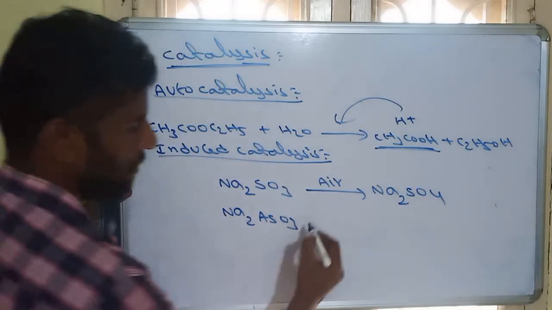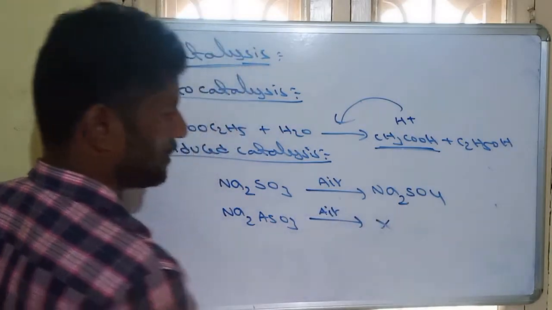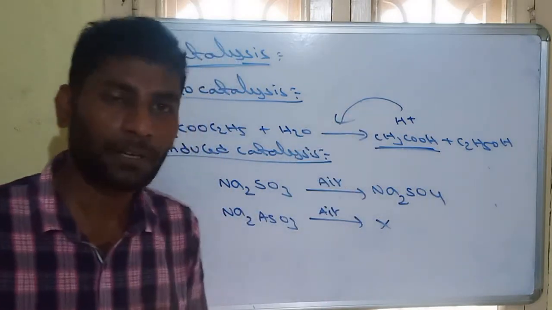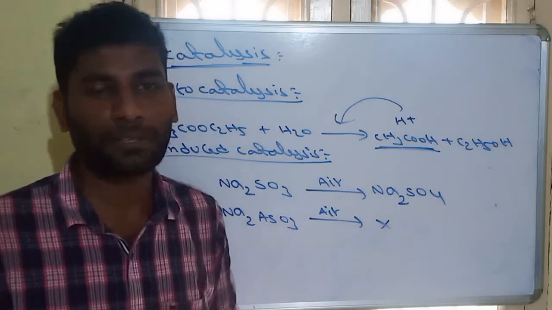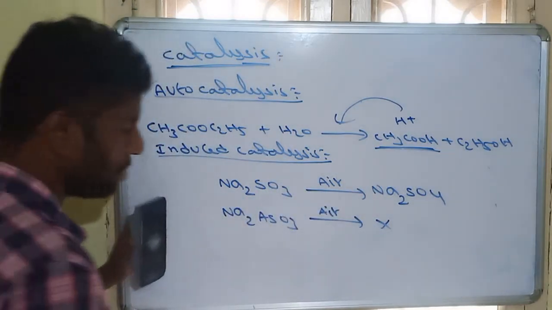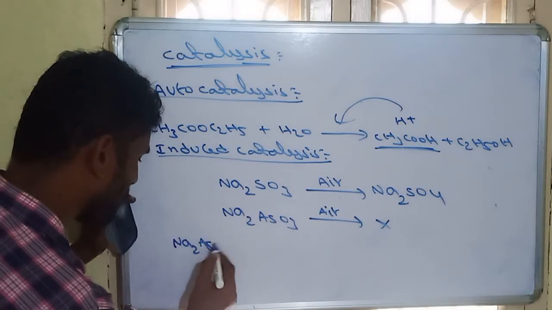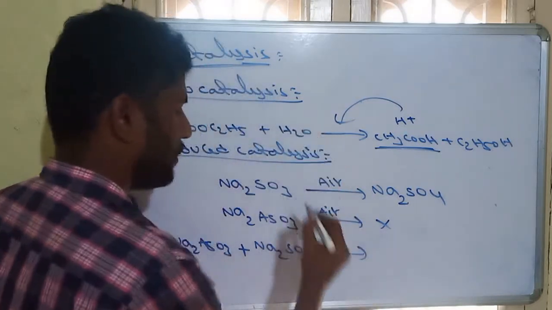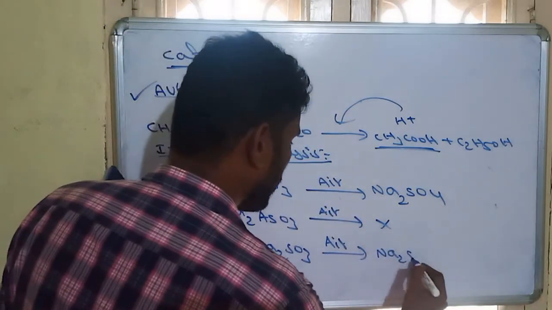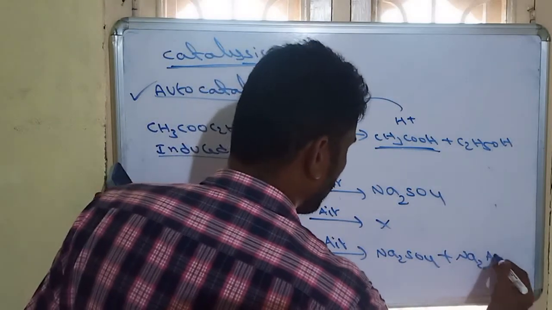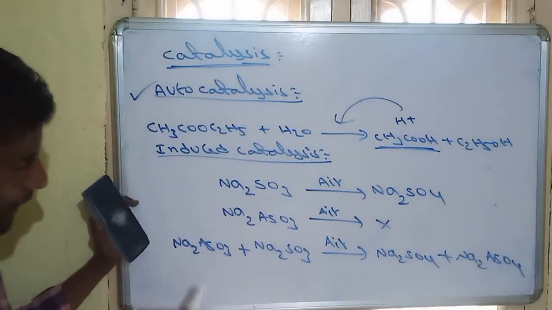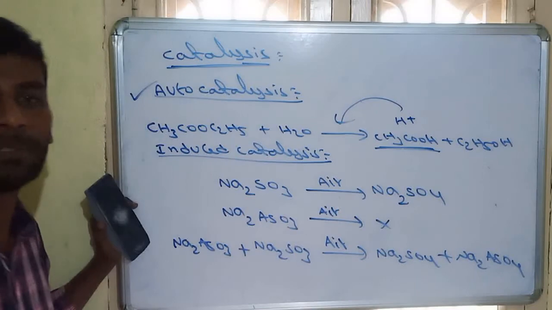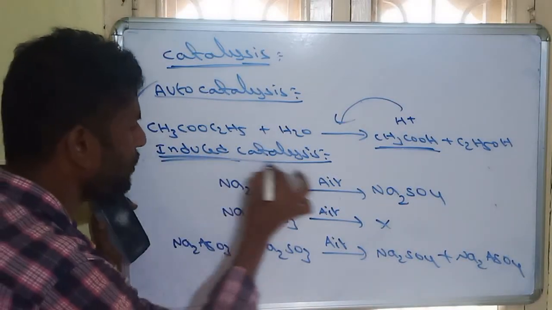Similarly, sodium arsenite, Na3AsO3, on atmospheric oxidation does not oxidize. Sodium sulfite can be oxidized to sodium sulfate, but sodium arsenite does not oxidize to sodium arsenate. But remember, if the sodium arsenite is taken along with sodium sulfite, then both can be oxidized. So sodium arsenite is oxidized with the help of sodium sulfite. Such reactions are called induced catalysis.